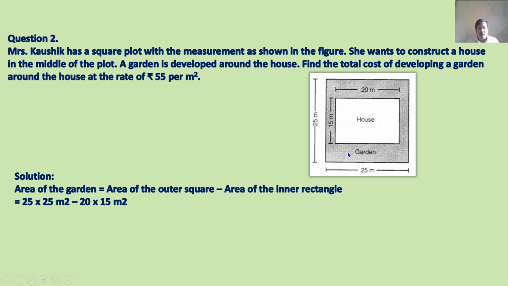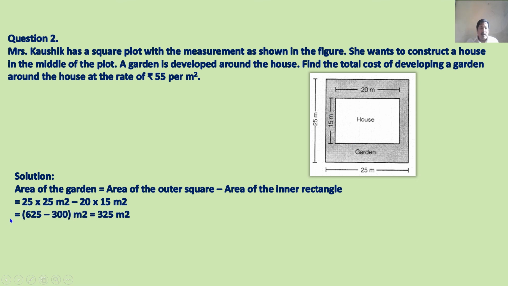There is 25 into 25. It is already mentioned that the total plot is in the square shape. So area of the square is side into side, that is 25 into 25. It means the area of the square, isn't it? Then minus the area of the rectangle. The rectangle length is 20 meters and the breadth is 15 meters. So we have to multiply.